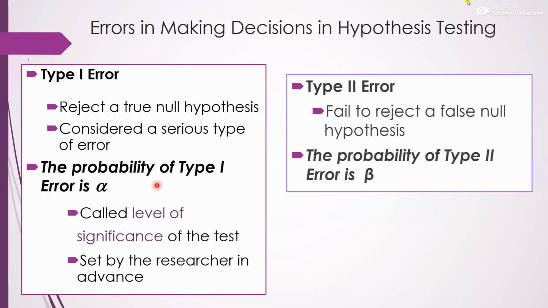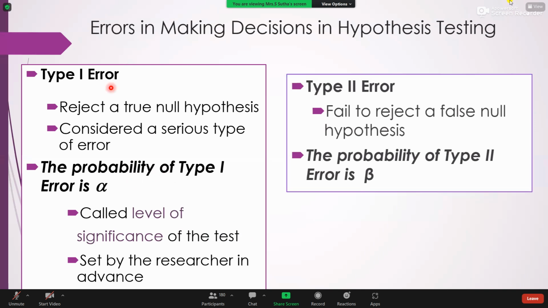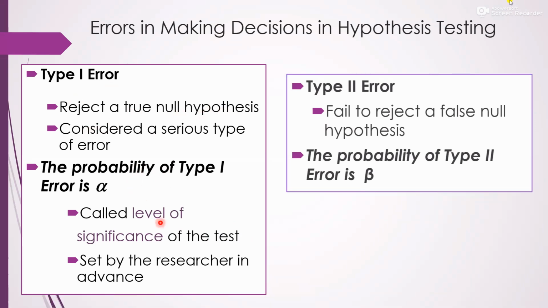What is the probability of type 1 error? It is the probability of rejecting a true null hypothesis, right? Alpha is the probability of type 1 error, the probability of rejecting the true null hypothesis.